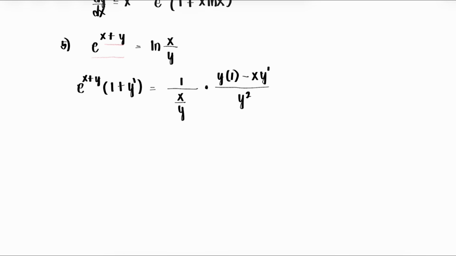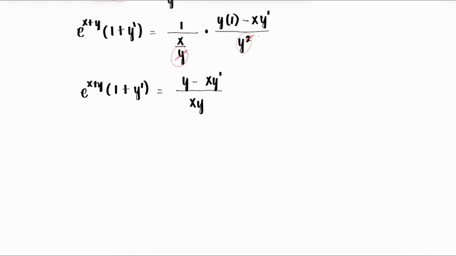So simplifying, this is y minus xy prime. As you can see here, this is y and this is y squared, so you can just cancel this one. You have 1 right here, so the denominator now is xy. Okay, and then here on the left side, we have e to the power of x plus y times 1 plus y prime. So let's cross multiply.